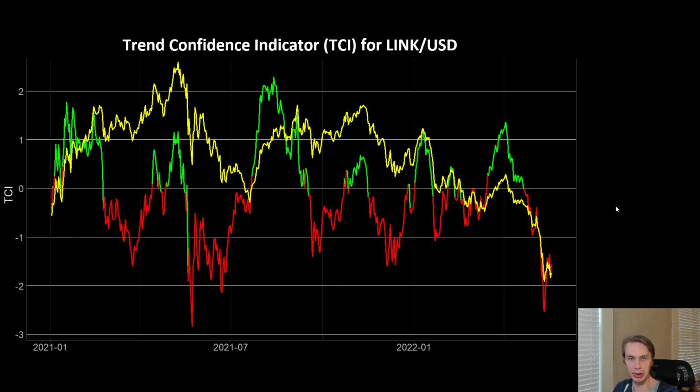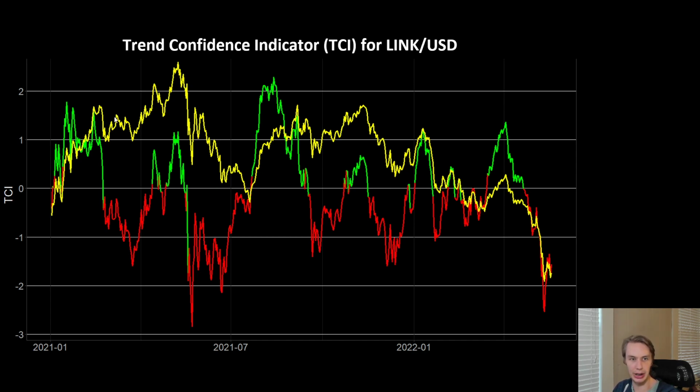Now, another model I want to talk about is the trend confidence indicator. So even though the color scheme here is similar to the MBI, this is not the same model. It's not trying to get at the same thing. The trend confidence indicator is all about the current trend the asset is in and how confident we should be in that trend continuing. So if you're in an uptrend and the TCI is green, that's good. That means the uptrend is likely to continue from the model's perspective.